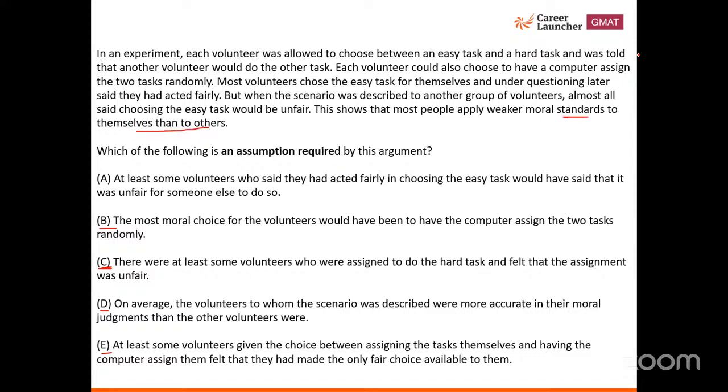Based on a couple of experiments that were conducted. One experiment where they were given an option to select a task. Everyone selected the easy task and said that they've acted fairly, right? And another experiment where the same scenario was described to people, and people said that no, it's not fair for you to select an easy task. That part is clear to everyone. Guys, are we clear so far?